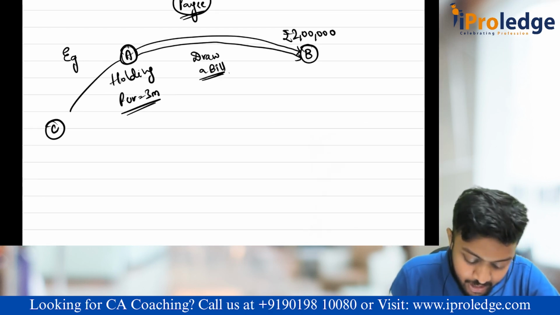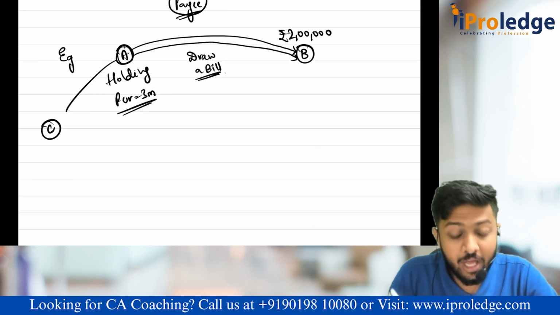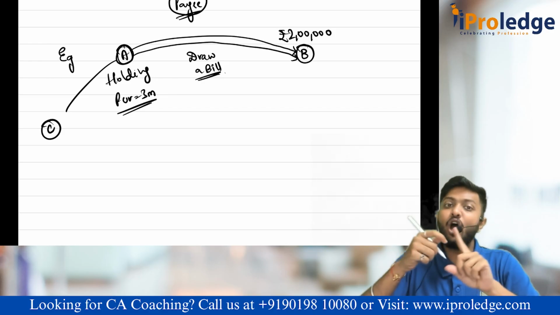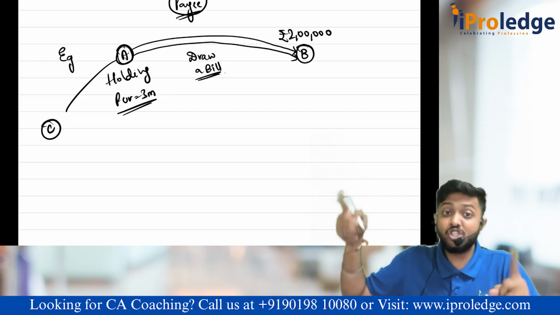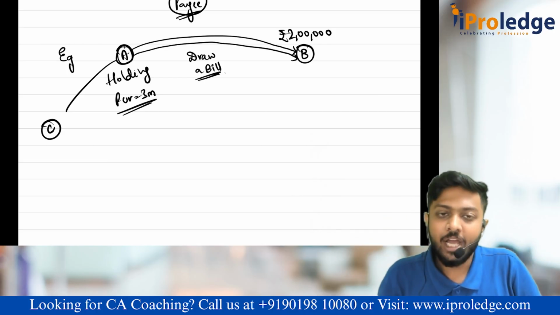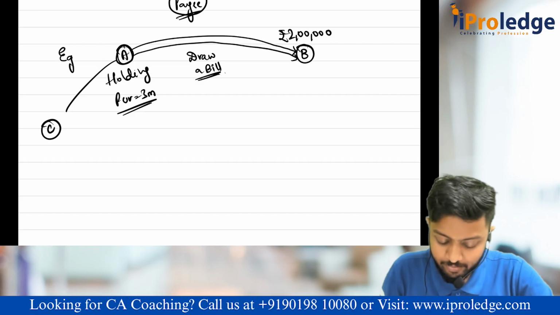Please understand, a bill of exchange is drawn by the drawer, accepted by the drawee. Later, money is also paid by the drawee. If A endorses the bill to another person to discharge his liability, that is, the drawer, then this is called endorsement. Understanding? We have learned endorsement.